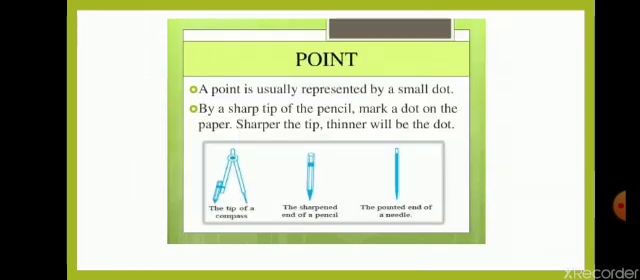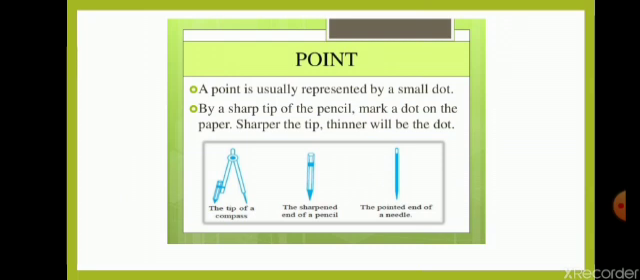Okay. Here we discuss some terms of geometry like point, line, plane, line segment, ray. First is point. What is a point? A small dot marked by a sharp pencil on a sheet of paper is called a point. Here, a point is usually represented by a small dot. By a sharp tip of the pencil, mark a dot on the paper. Sharper the tip, thinner will be the dot.